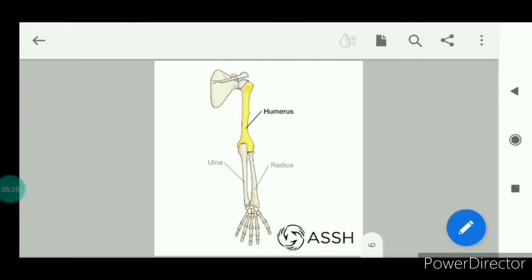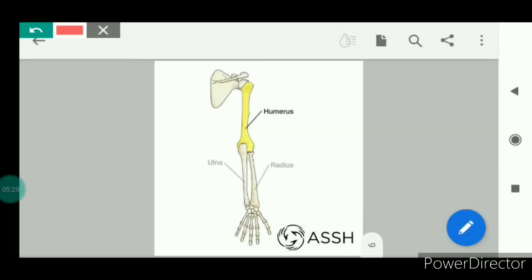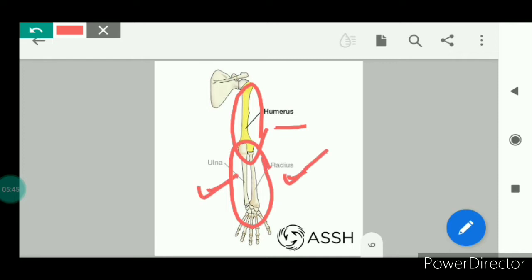Now we will see the bones of the human arm and the bones of the human leg. Here we can see the bone of the upper arm, which is known as humerus. This humerus bone is connected to the two bones in the lower arm. The lower arm consists of the radius bone and the ulna bone. So this was about the bones of the human arm.